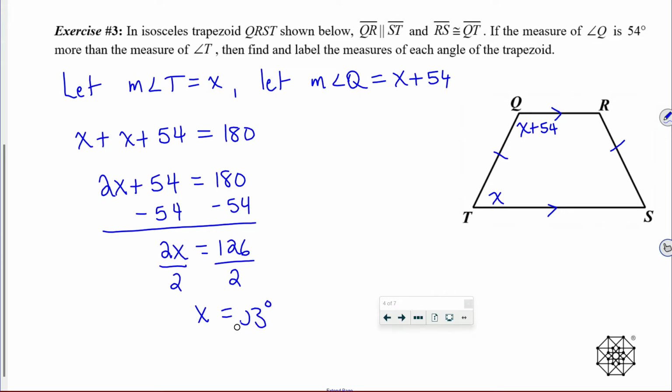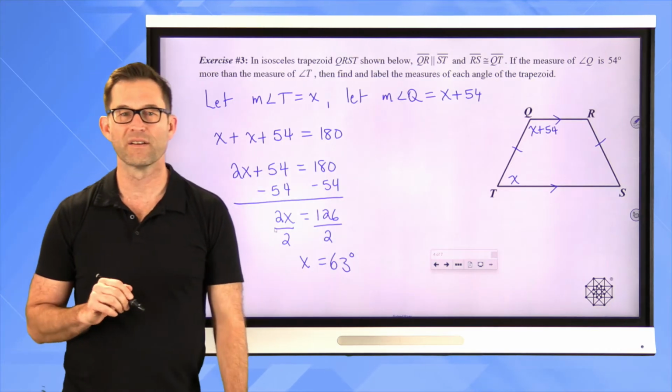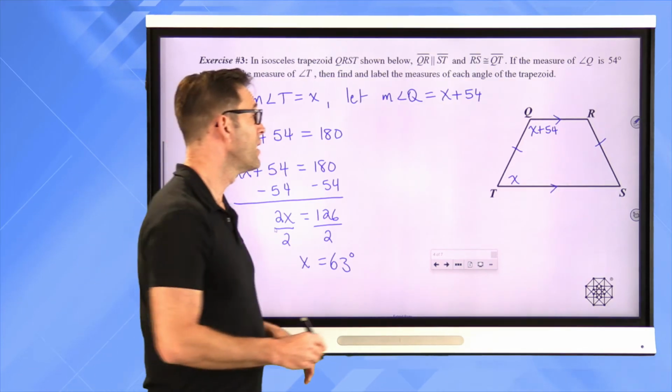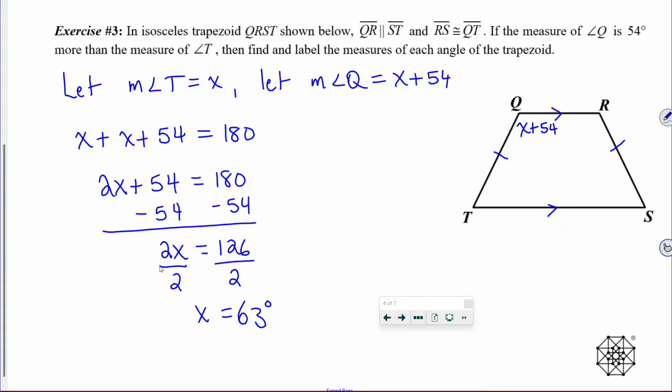Nope, not 53 degrees. Let's see if I can do my division right in my head. 63 degrees. Awesome, right? Now I can fill in all the other angles. The measure of angle T now is 63 degrees. Of course, 63 plus 54 is going to be 117 degrees. So this is going to be 117 degrees, and this is going to be 63 degrees again.